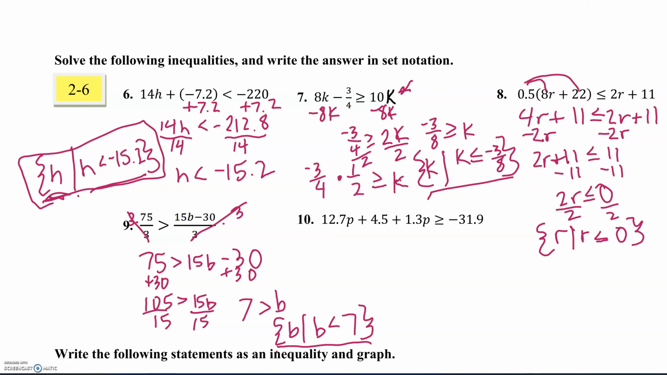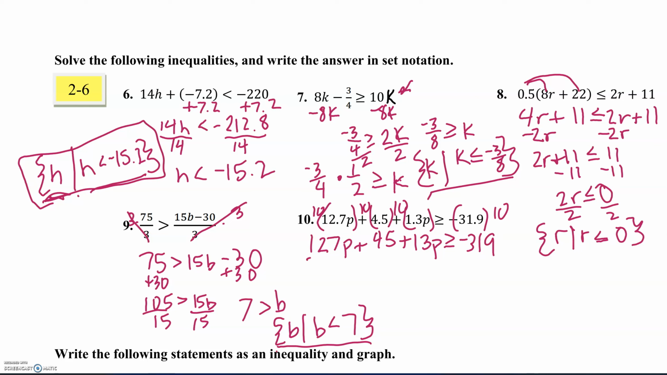All right, number 10, there's a lot of decimals happening, so I'm going to go ahead and get rid of those like we did earlier in chapter 2 by timesing everything by 10. And that'll move all of my decimals in one spot. So everything by 10 over here, everything by 10 on the right-hand side. So that becomes now 127, and you can keep the decimals if you want to. That's fine. This becomes just 45 plus 13p, all greater than or equal to negative, don't lose that negative, 319.